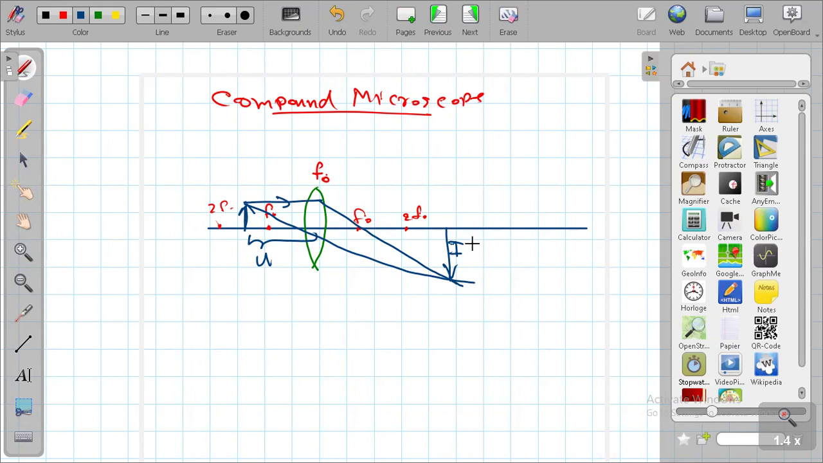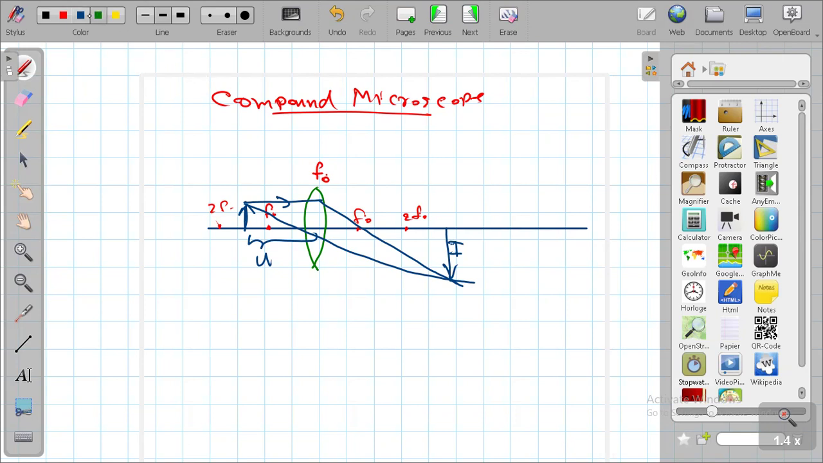Okay, now write this in a new line. A microscope is used to observe images close by. So the normal adjustment is the final image that should be at capital D. Now you know the minimum distance of distinct vision. So that means it should be an enlarged virtual image.